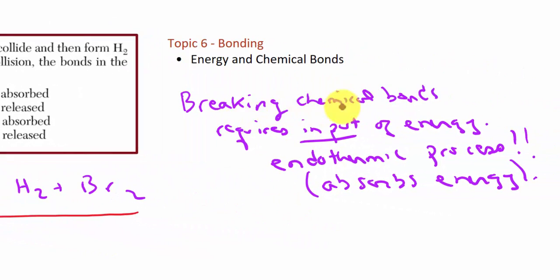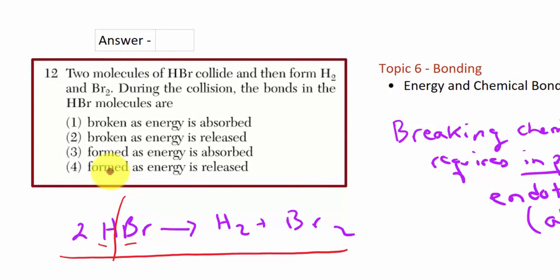broken. Breaking chemical bonds requires an input of energy. That's an endothermic process. In other words, it absorbs energy. So we are breaking bonds and absorbing energy. We're eliminating answers 3 and 4 because here they're claiming that bonds are formed. They're not. They're being broken. And energy is being absorbed. So we're breaking bonds, absorbing energy. Answer 1.